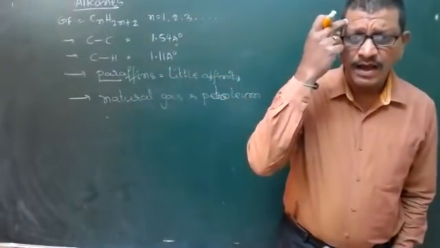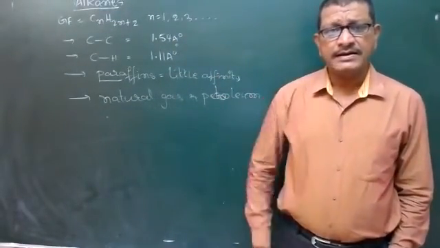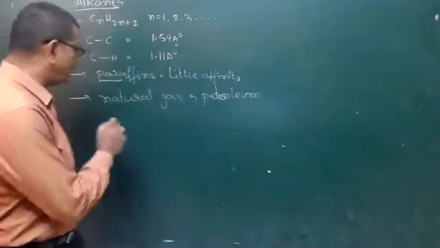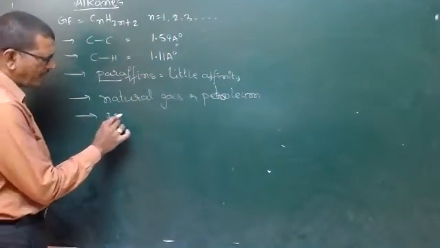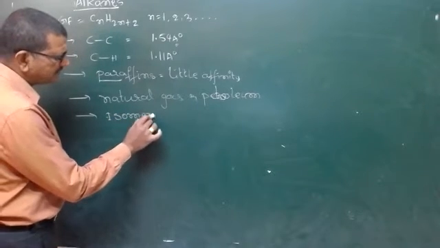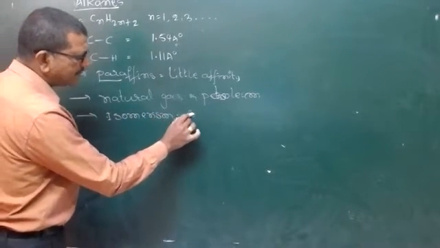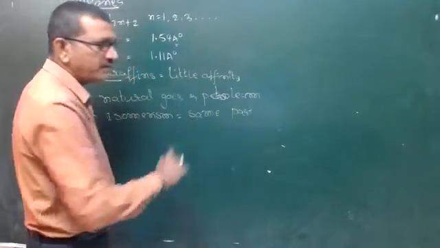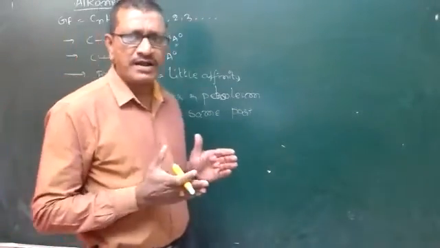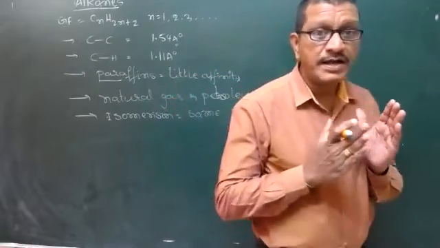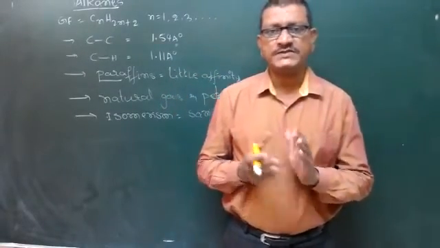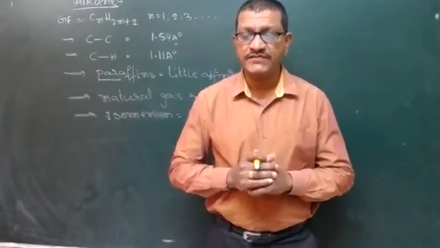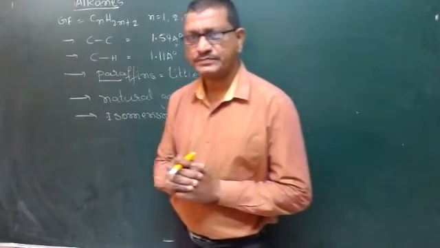The next one, alkanes exhibit isomerism. So what is meant by isomerism? Iso means same, mer means parts. What is the definition of this? Molecules with the same molecular formula but different properties are called isomers. The phenomenon is called isomerism.